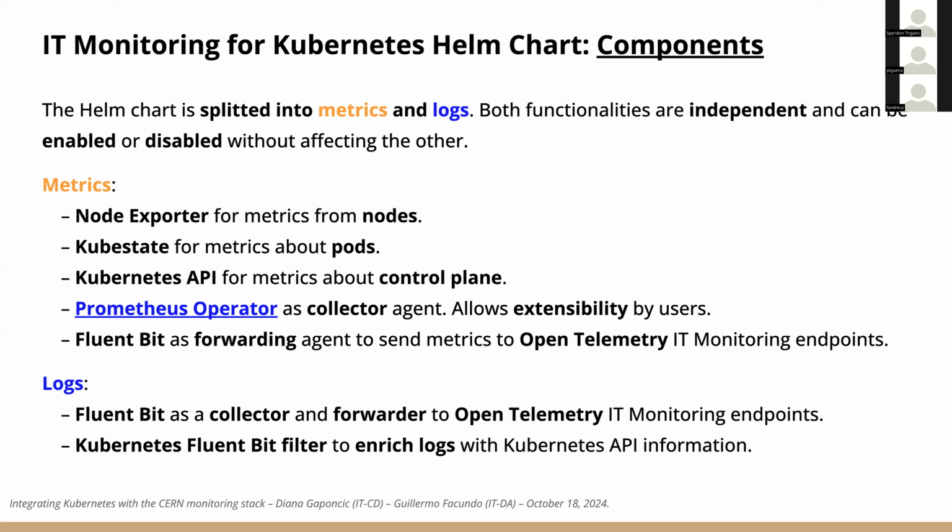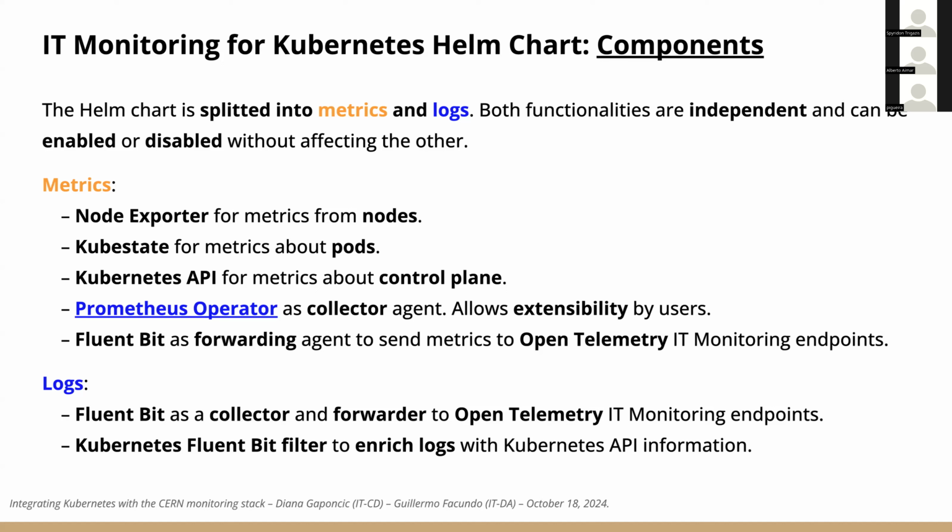And we dive into the components of the Helm chart itself. As we were speaking before, the Helm chart is split into metrics and logs, and those two parts are completely independent. So you can enable the one for logs, or you can enable the one for metrics, or you can enable both of them, okay?